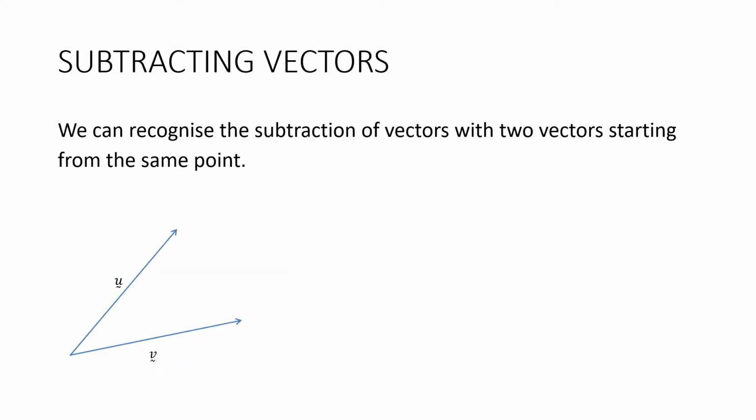Now that's one way of subtracting vectors, but there is a shortcut, and this method can be really useful when we're doing geometrical proofs with vectors. So we can recognize the subtraction of vectors when two vectors start from the same point, like here. The resulting vector, if it points towards the u, this is u minus v. If it points towards the v, then this is v, take away u. But don't take my word for it. Go and play with this and make sure this makes sense to you.